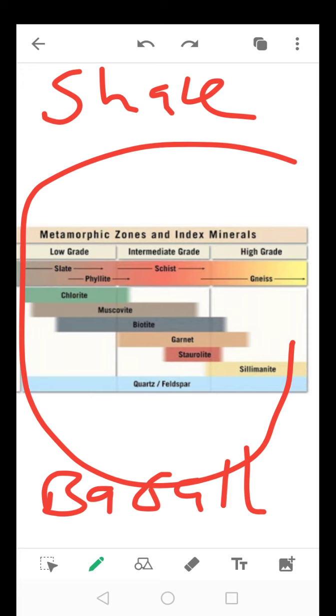What is a metamorphic zone? A metamorphic zone is a region bounded by the first appearance of an index mineral. Now the low grade, obviously, marks the first appearance of the mineral chlorite. So, which is why we're saying that the metamorphic zone is a region bounded by the first appearance of an index mineral. In this zone, the first mineral to appear will be chlorite.